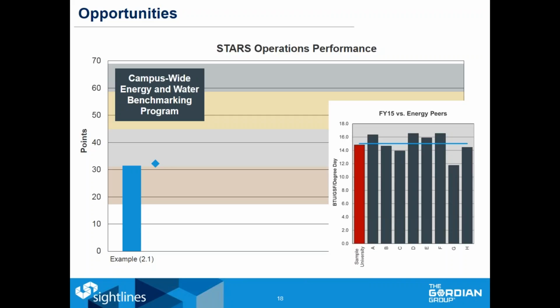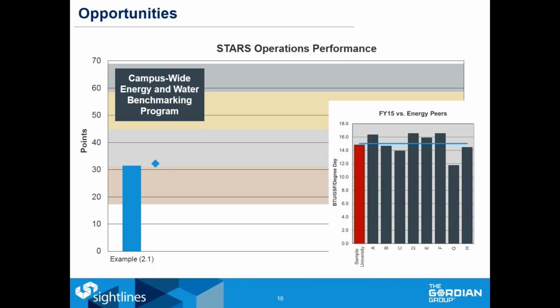If you, on an annual basis, can determine how much of your water and energy is used on campus, benchmark that, and get a perspective of how your performance is against peers, and also how your performance is across buildings on campus, that is an area where you can earn STARS points, but also gain really valuable insight that can help direct what projects should be happening on campus.